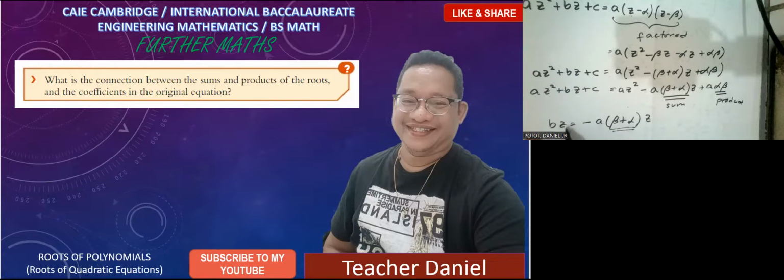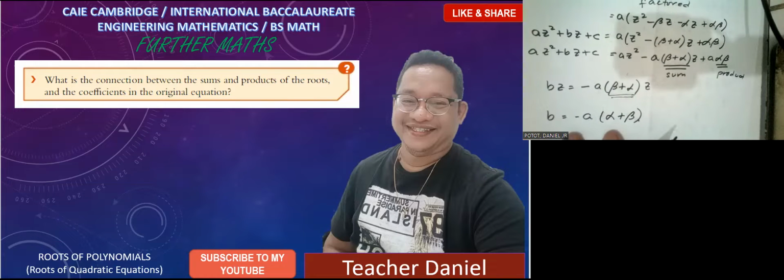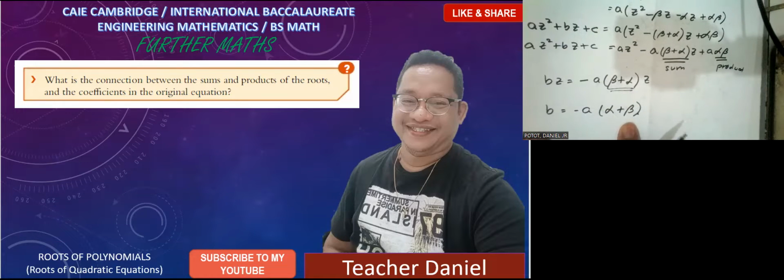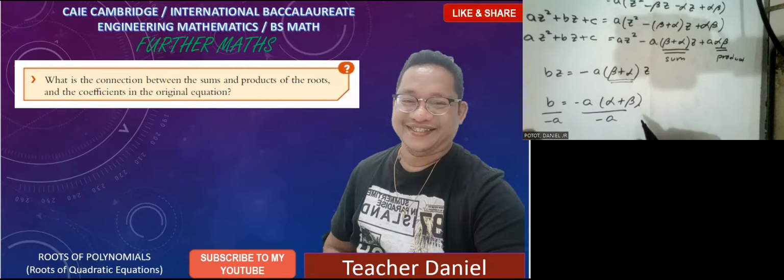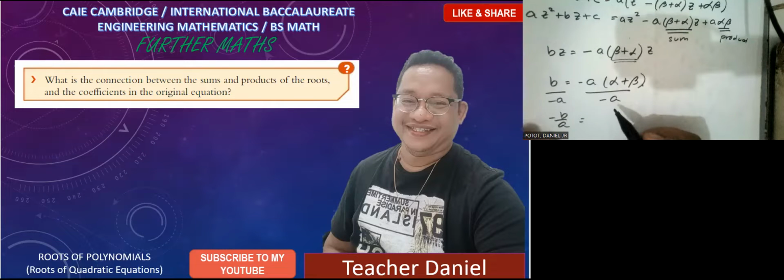As you can see, we can cancel both z. So we have now b equal to negative a times, I just want to make it alpha plus beta, so it looks better. What we are looking for is alpha plus beta. So we divide both sides by negative a, and then negative b over a is equal to alpha plus beta.